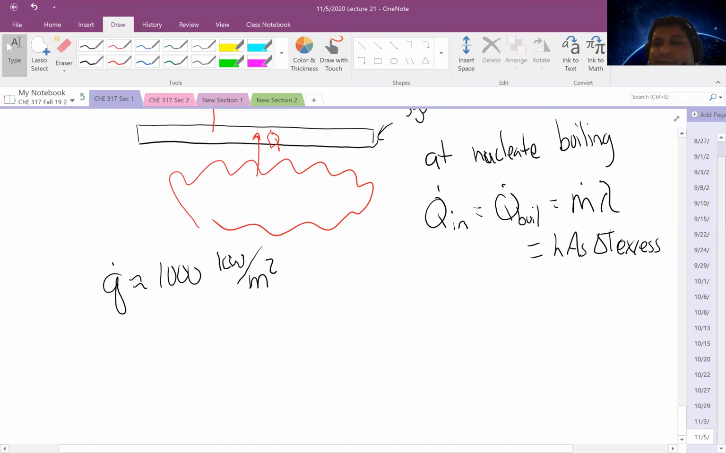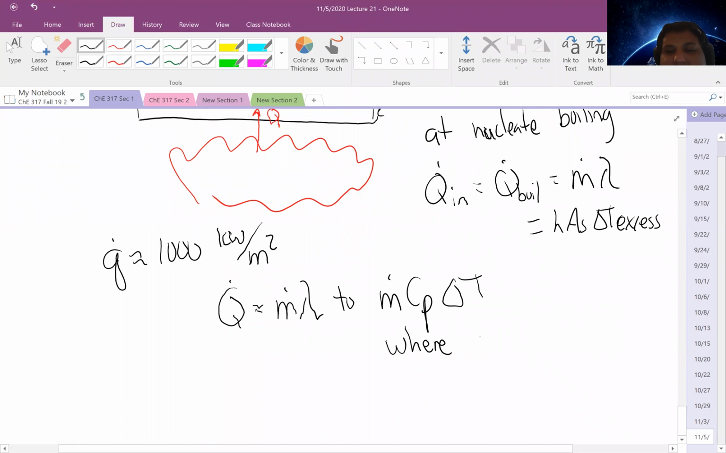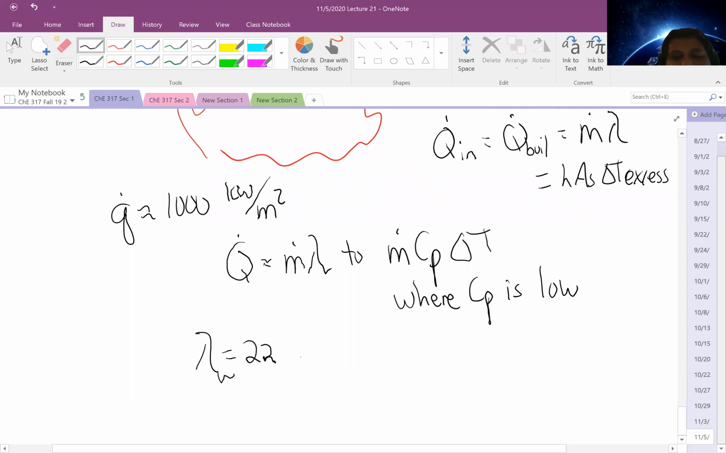And so as we go from nucleate boiling to transition boiling, Q goes from m lambda to m Cp delta T, where Cp is low, right? And by low, I mean, continuing this lambda discussion, for water I think it's on the order of 2257 kilojoules per kilogram, if I remember correctly, around standard temperature and pressure. I can Google it. We have the technology. Yeah, 2260, I was close.